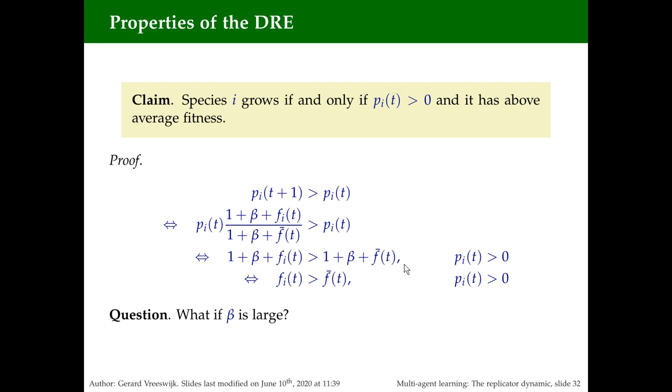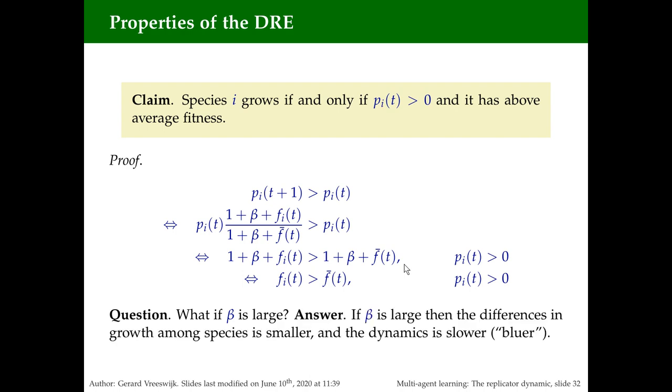Now, what is the effect of beta? For example, if beta is large, then the dynamics will be slower.